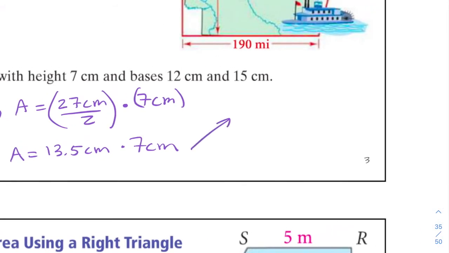But we have the area is equal to 94.5 centimeters squared.